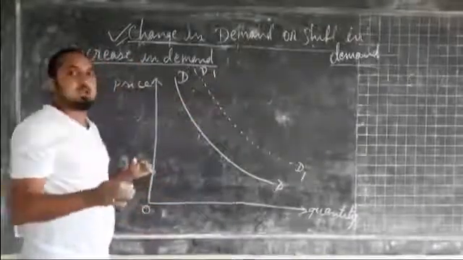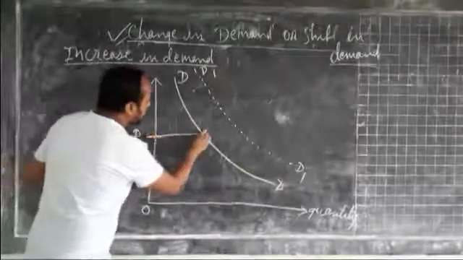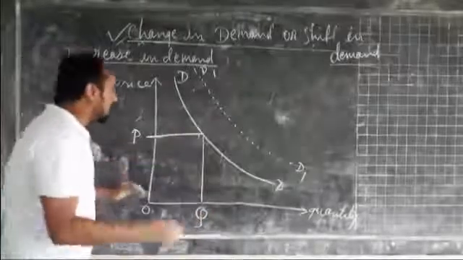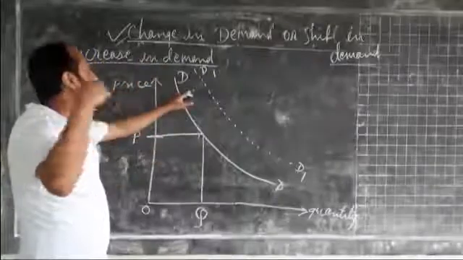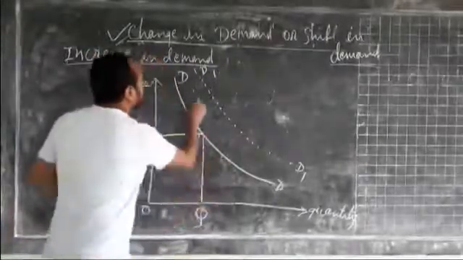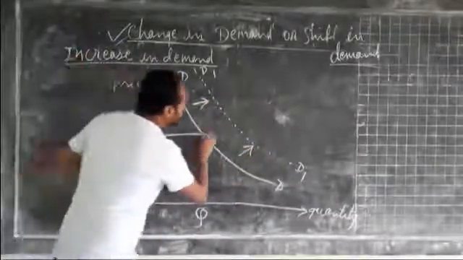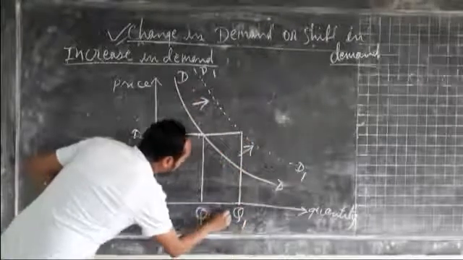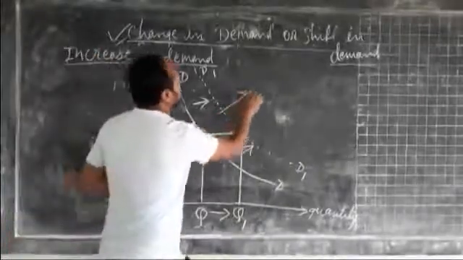So if we consider this initial price P, at price P, suppose initial quantity demand is Q. In the case of this increase in demand, we have already mentioned that due to the increase in income, the quantity demand is increasing and it is shifting rightwards. So at the same price, we can see that the quantity demand will increase from OQ to OQ1.